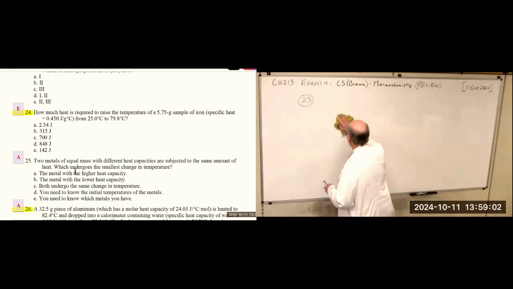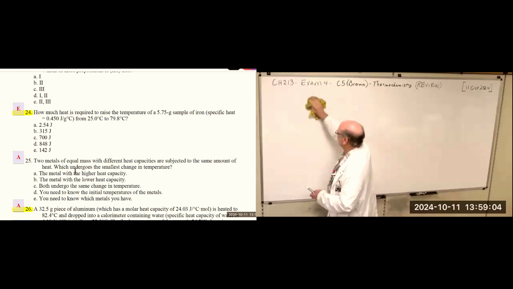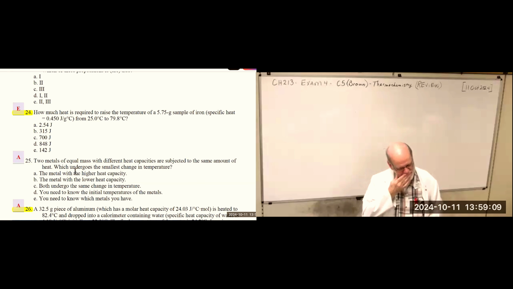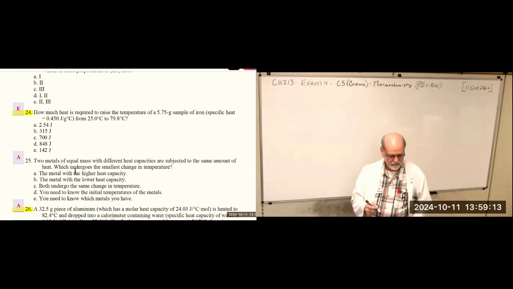When we're just balancing equations, usually the state doesn't matter. But in many cases, the state does matter, and this is one of them.